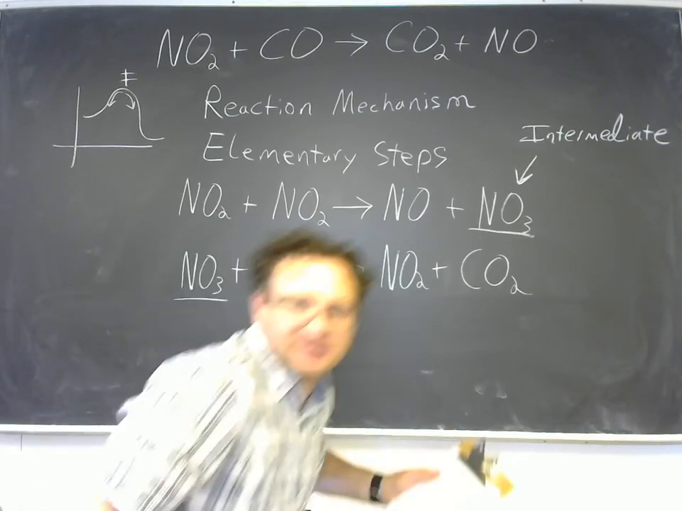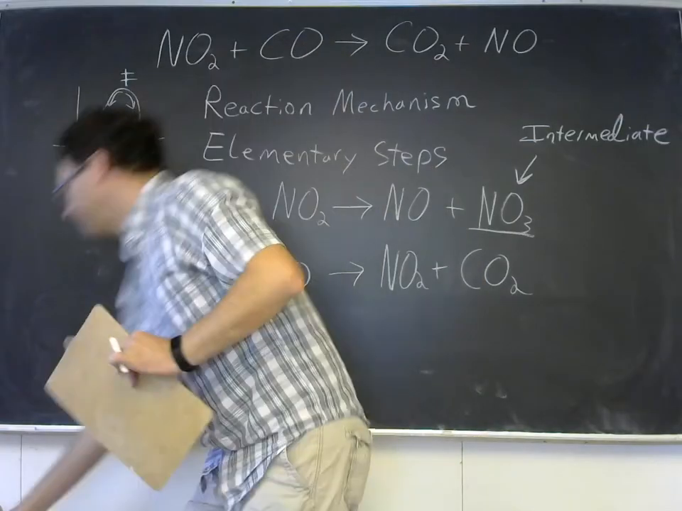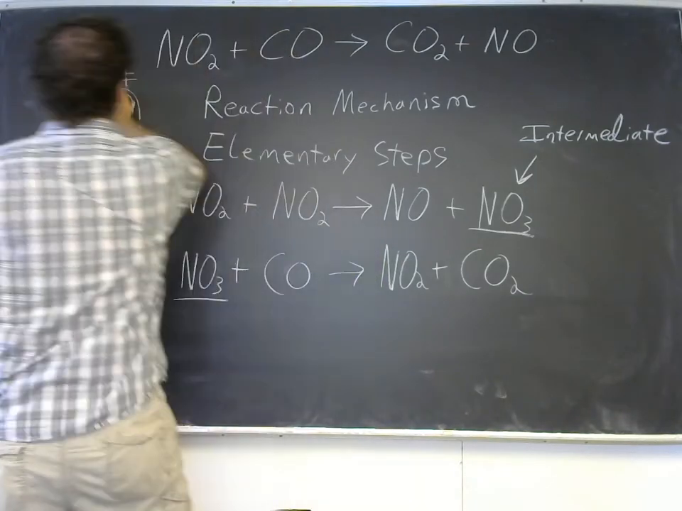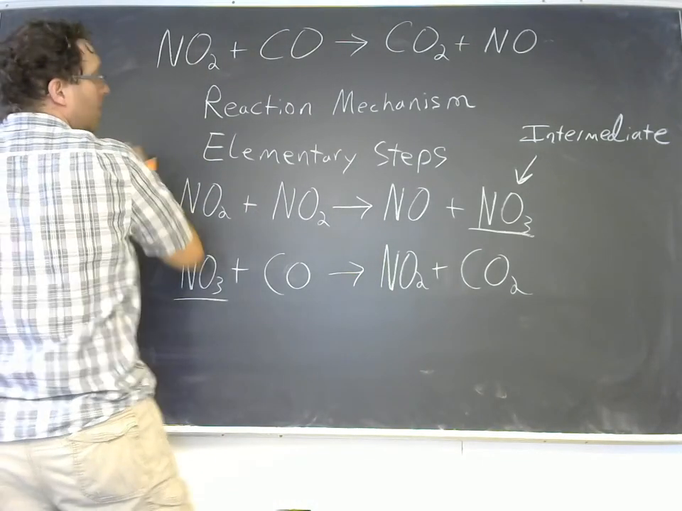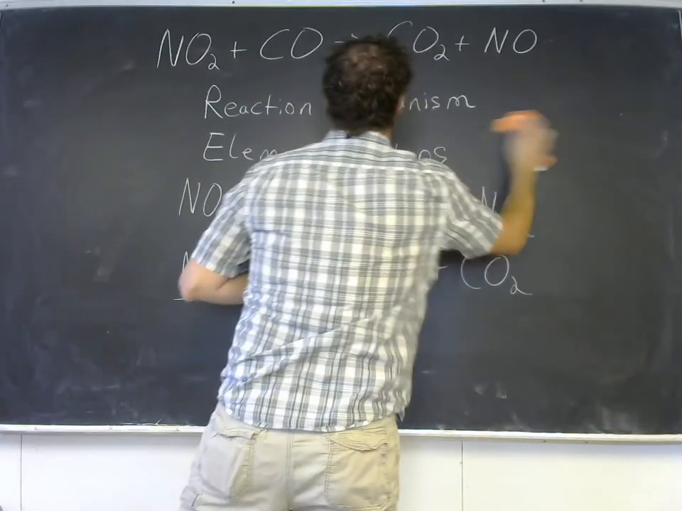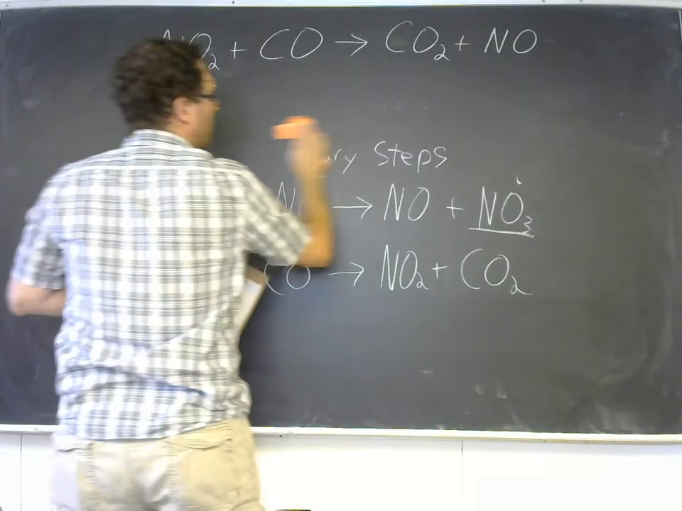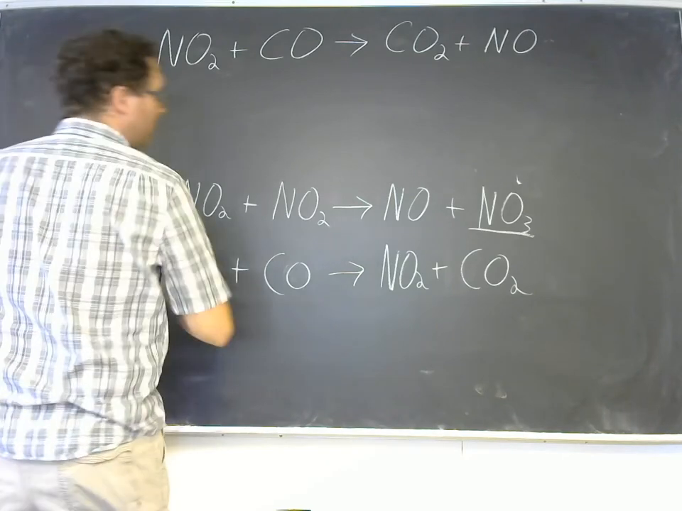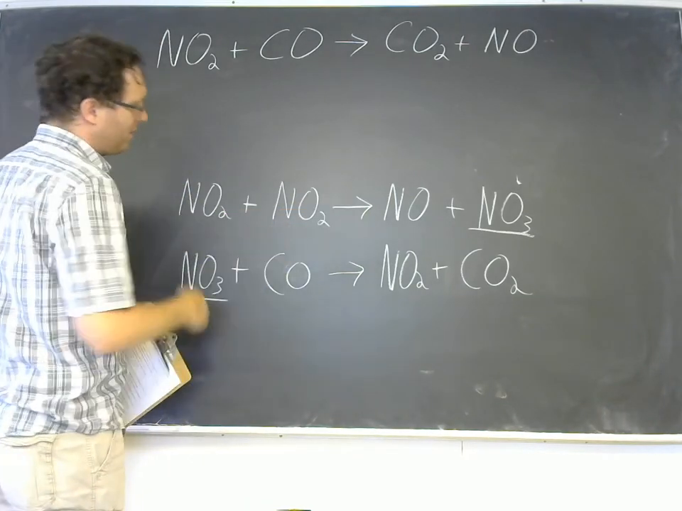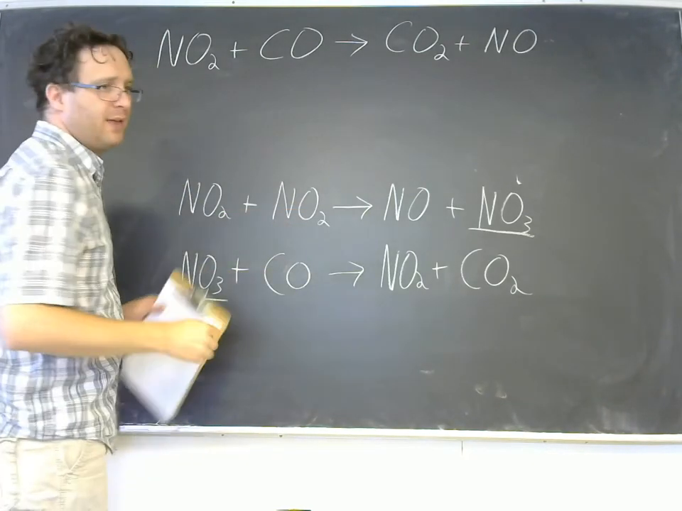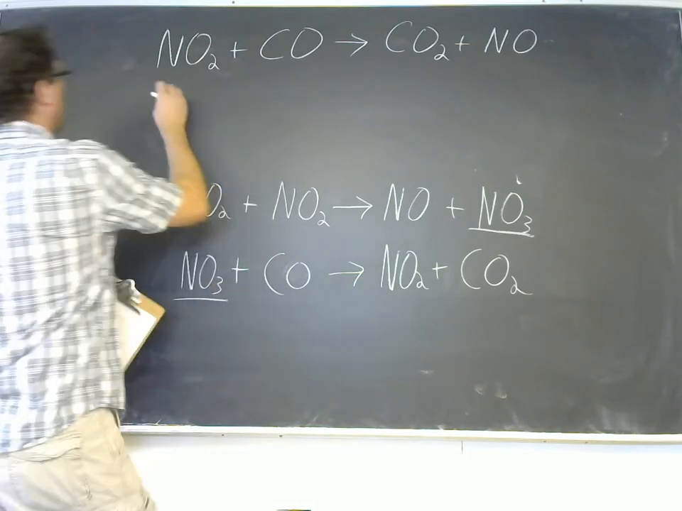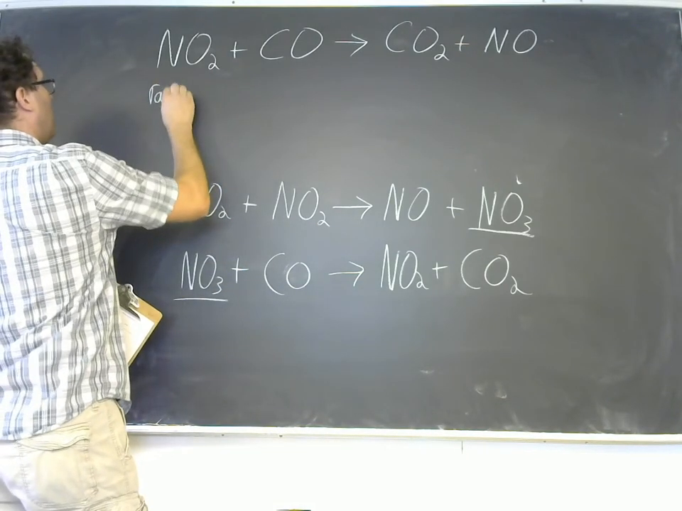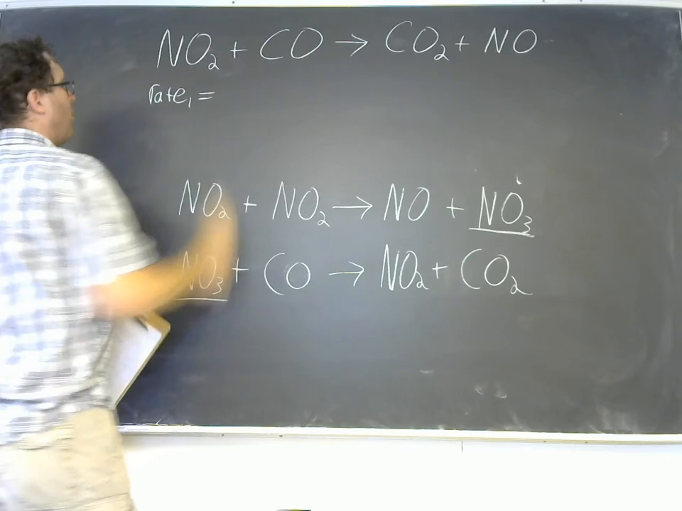And that means it can have its own rate law. So let's erase that. There we are. So the rate law for the first step and for the second step, they're their own little reactions. They each have their own rate law. So what would be the rate for the first step?